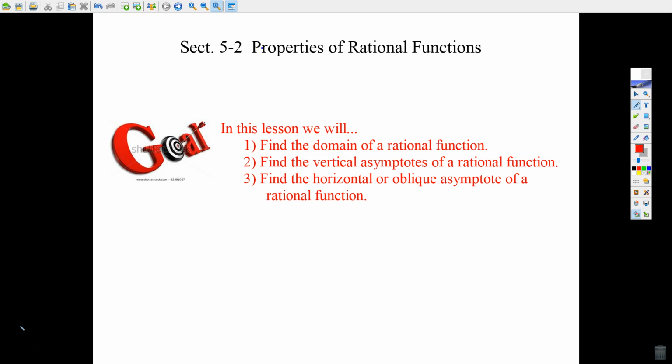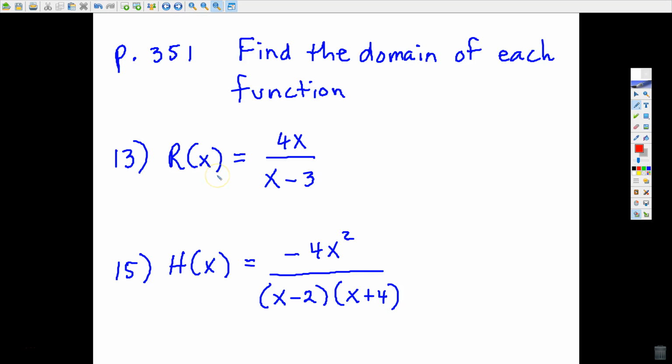We're going to be able to identify vertical asymptotes if they exist, because that's helpful when we start graphing these in just a lesson or two. And then how do we find horizontal or oblique asymptotes? That's a new topic that you did not get in Algebra 2. So let's just jump right in.